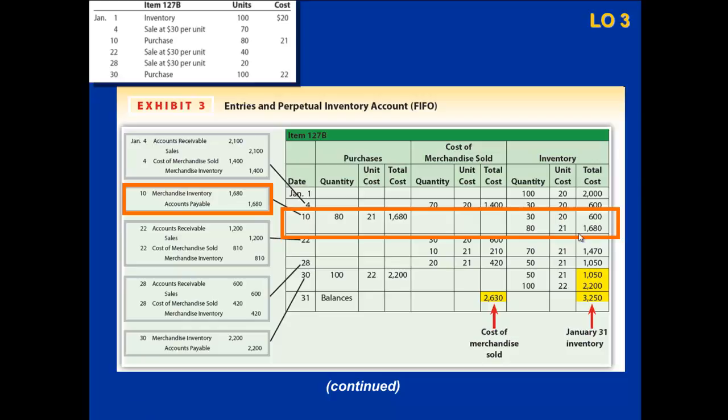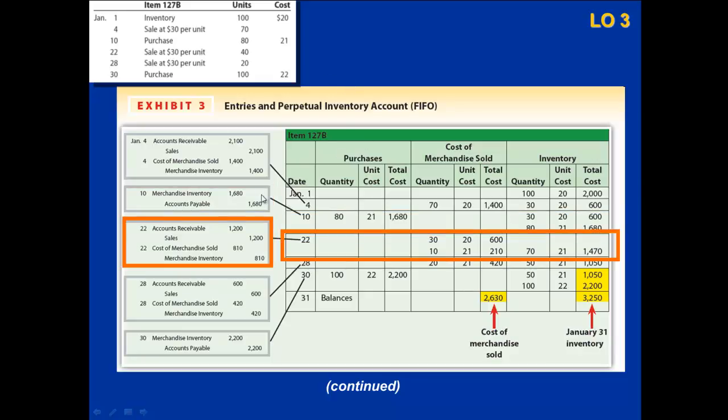The next thing that's going to happen is we're going to make a sale. On the 22nd, we're going to sell 40 units at $30 per unit. So we sold 40 at $30 per unit, and we're going to account for the sale here. Then the next thing we need to do is remember we're using FIFO. That means the first in is the first out. So we sold 40 of them. Should we take the 40 and assume they were all $21 per unit? No, that would be incorrect. We assume that the first in is the first out.